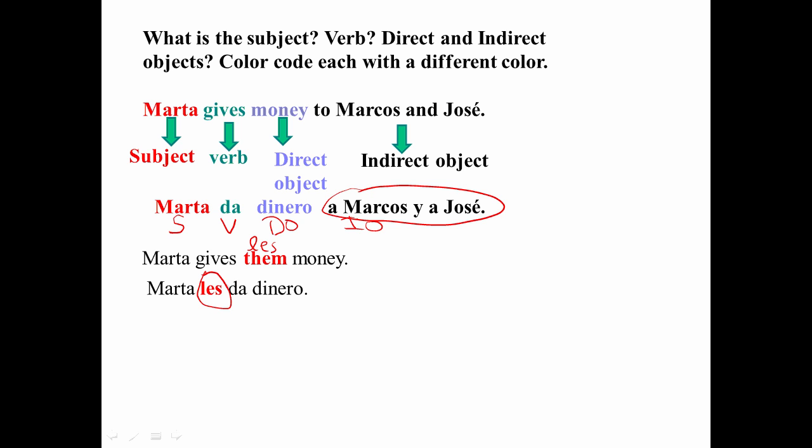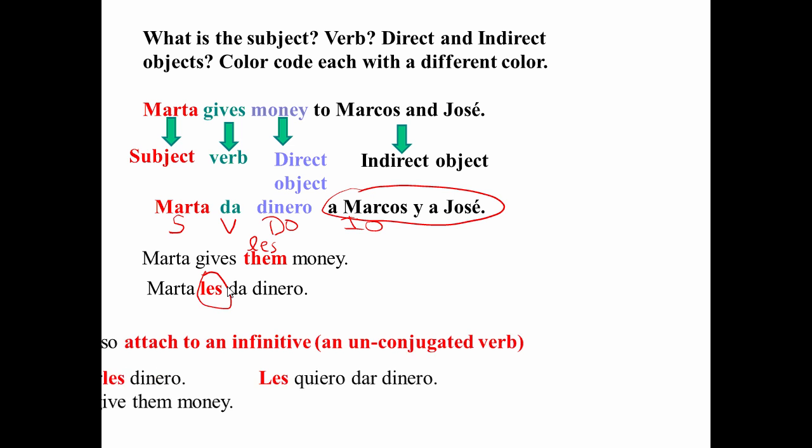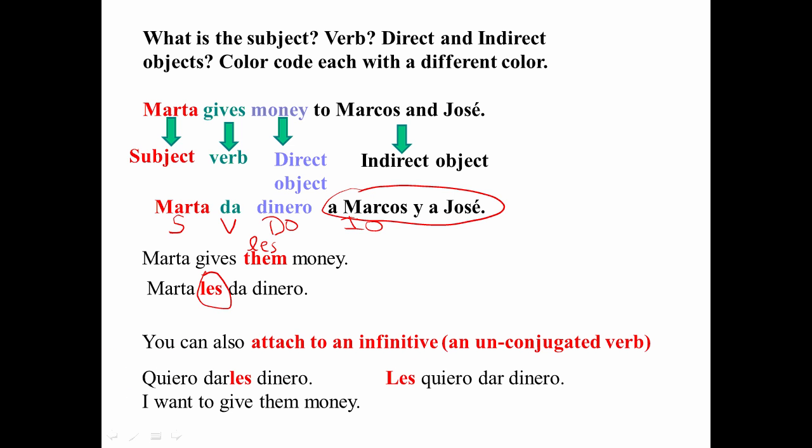Marta gives them money. We will talk later about replacing both of them. Marta gives it to them. You can also attach to an infinitive. Now all those examples that I gave you on this page, I want you to write down on your sheet where it says write all the examples. And I want you to color code where I color code, and I am going to be checking that. You can also attach to an infinitive.